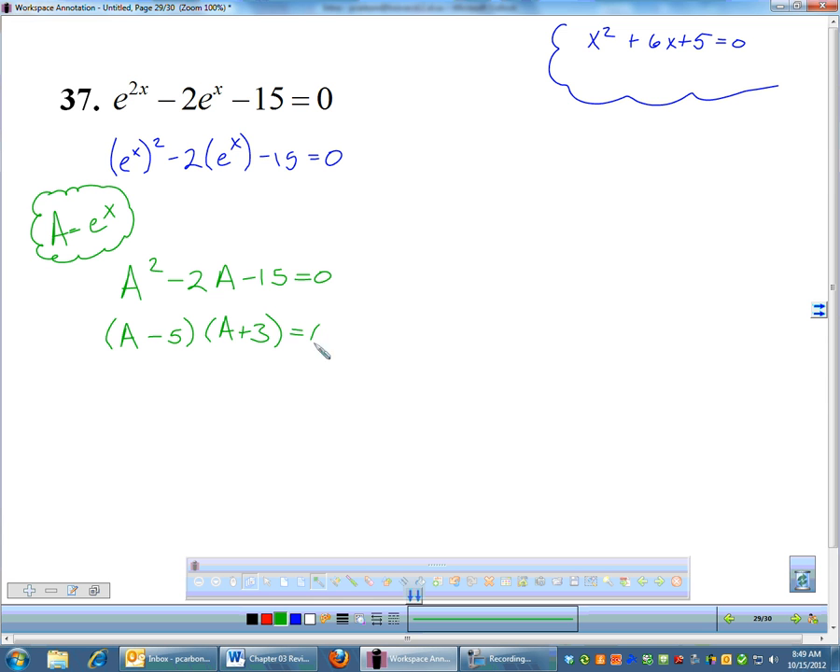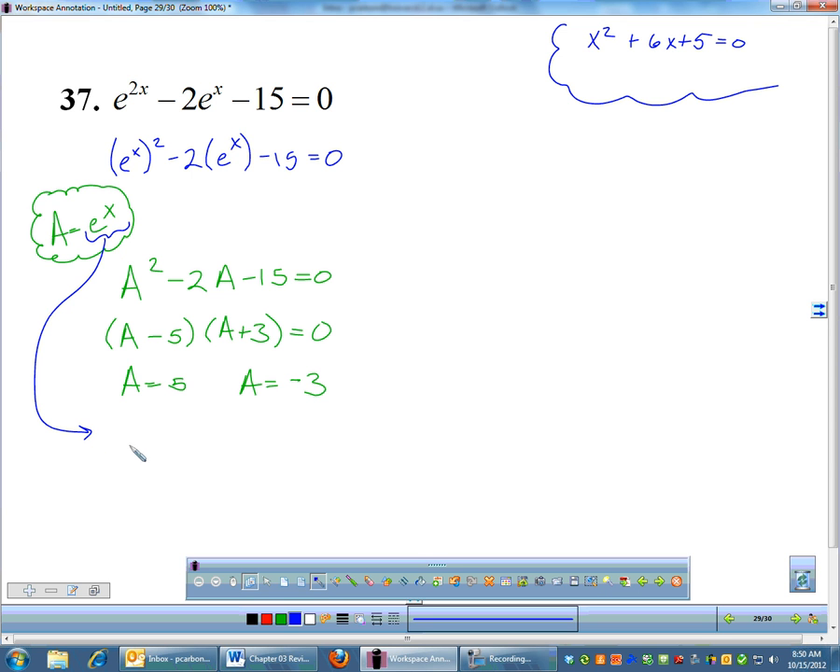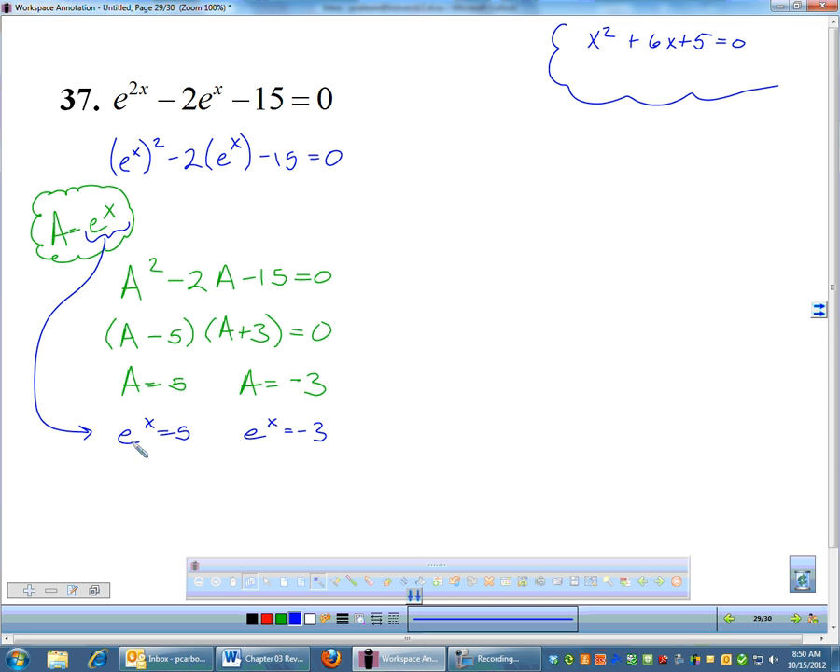And when I solve for a, I get a is equal to 5, and a is equal to negative 3. But I didn't want to solve for a, I want to solve for x. So now we go back and plug e to the x back in for a, and we have e to the x equals 5, and e to the x equals negative 3. And then to solve this equation, we will take the natural log of both sides.